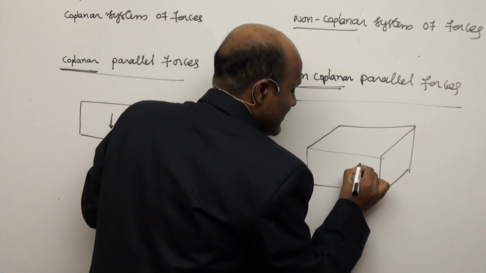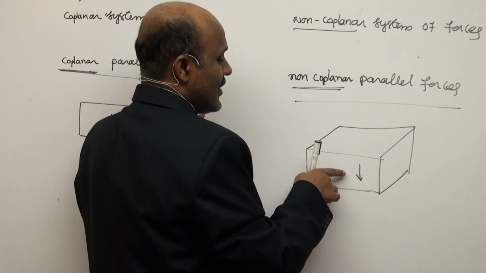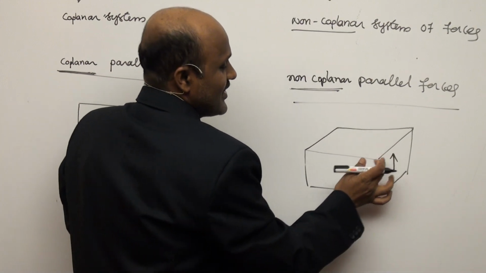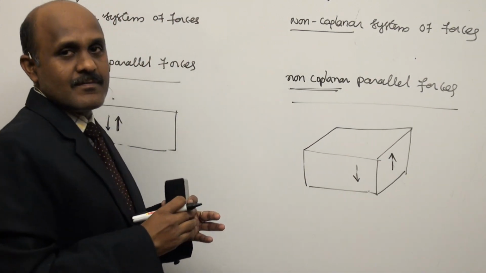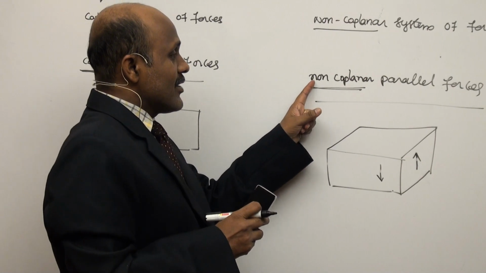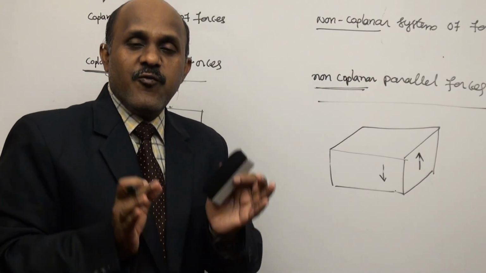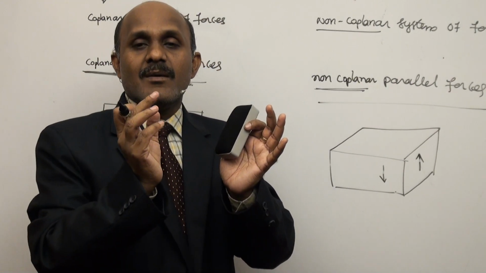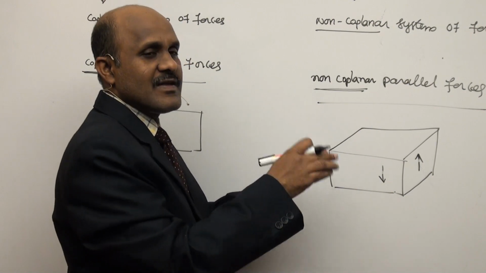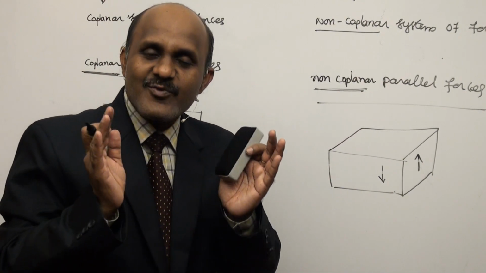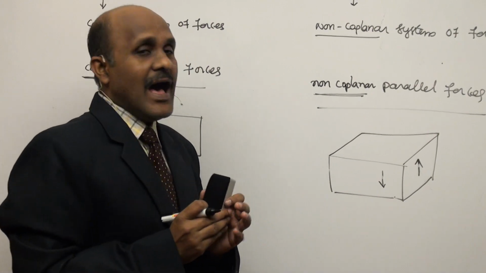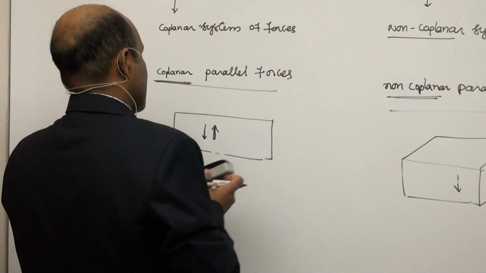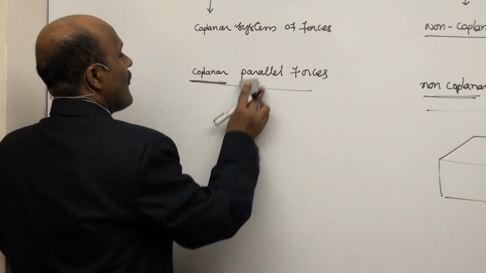Now suppose here is one force acting here. It is in the vertical plane. There is another force here in the profile plane. There is another force acting here. But the lines of action are parallel to each other. So here the non-coplanar parallel forces are nothing but forces whose lines of action lie in different planes, but the line of action of two or more forces is parallel to each other. So this is called non-coplanar parallel forces.